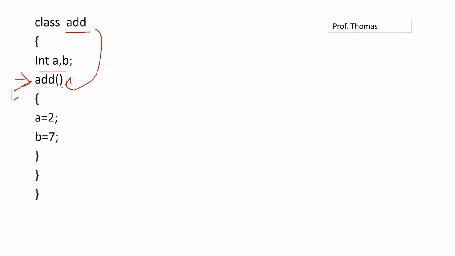The purpose of the constructor is to initialize the class variables, a equal to 2 and b equal to 7. We say it is a constructor when the class name and the method name are identical and it has no return type. The class has two class variables, a and b, which we initialize with the values a equal to 2 and b equal to 7.